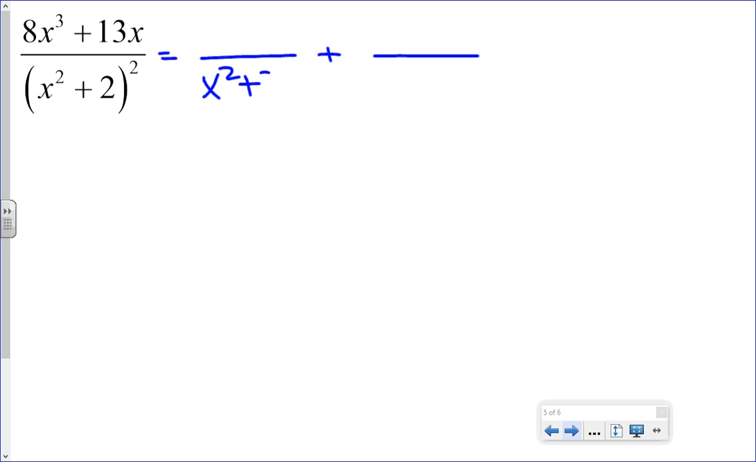One having a denominator of x squared plus 2. What is the second denominator? X squared plus 2, the quantity squared. Okay? Since they are quadratic factors, your numerators need to be linear. So I would say ax plus b and cx plus d. You'll notice that I just start with a and I go in order. You can do whatever you want to do, but I think they're nice letters to work with.